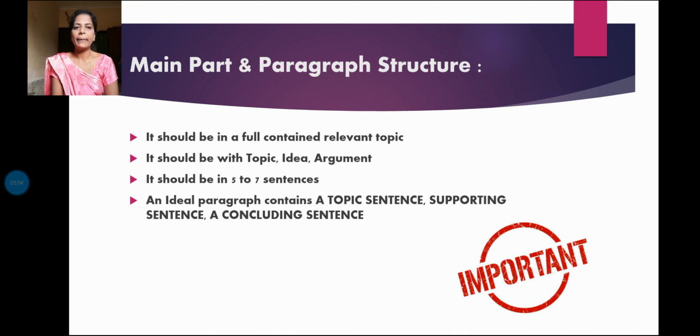And what are the main part and the paragraph structure? It should fully contain the relevant topic, with the topic, idea and argument. It should be in 5 to 7 sentences. One ideal paragraph contains a topic sentence, supporting sentences and a concluding sentence.